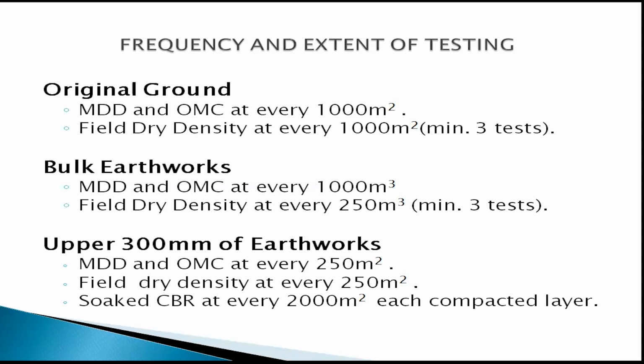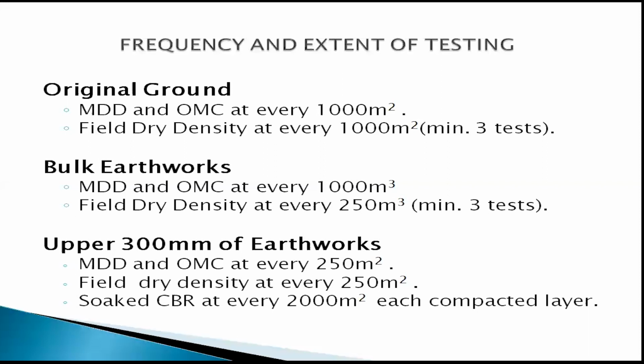For every 1,000 meters squared of original ground, we need to take samples, enough samples required to determine the maximum dry density and then the optimum moisture content. And they are needed to control the compaction. So within that area of 1,000 meters squared, we pick samples and we do the laboratory compaction test to ascertain our maximum dry density and then optimum moisture content.